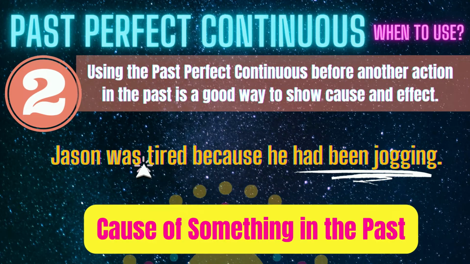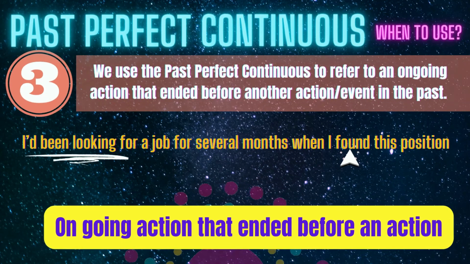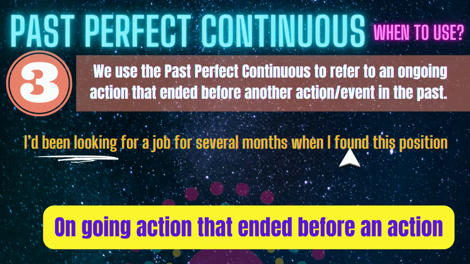Now, using the past perfect continuous before another action in the past is a good way to show cause and effect. Just like in the following example, Jason was tired because he had been jogging. We also use the past perfect continuous to refer to an ongoing action that ended before another action or event in the past. Just like the following example. I'd been looking for a job for several months when I found this position.